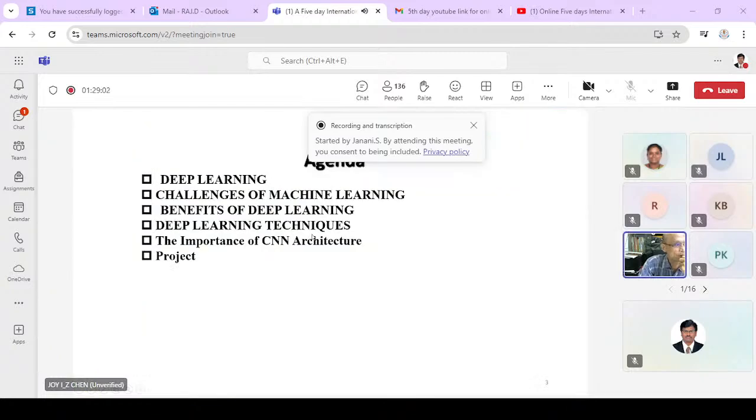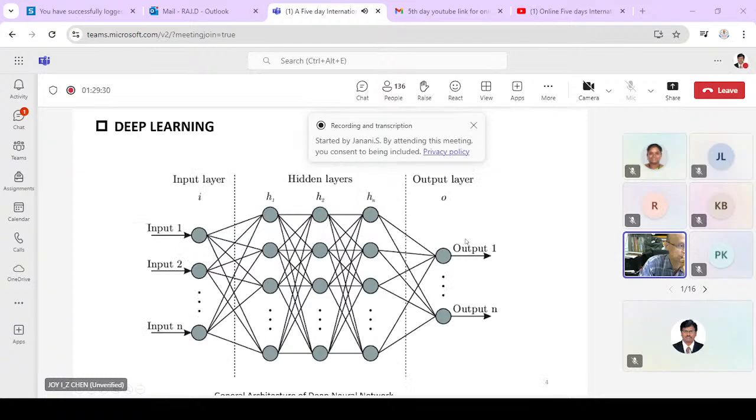Today, I will show you the agenda about deep learning, challenges of machine learning, and many fields of deep learning. Also, some deep learning techniques and their importance. I will introduce some of the importance of CNN architectures. And then I will have a project to share with you.